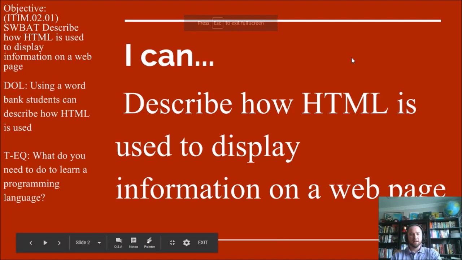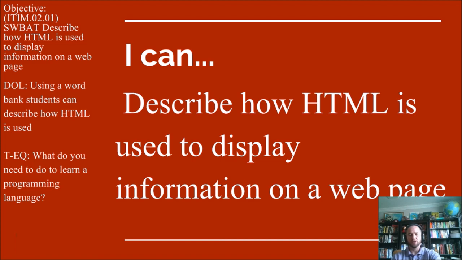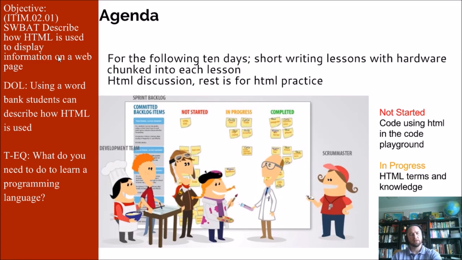Today's objective is I can describe how HTML is used to display information on a web page. Don't take that objective too literally. You don't need to know the ones and zeros and how they go to the server and then how they go from the server to a person's monitor. But just at a higher level of abstraction, I want you to describe how HTML is working.